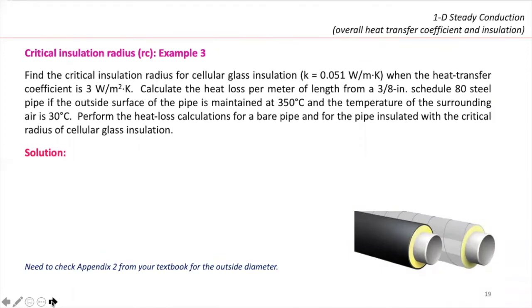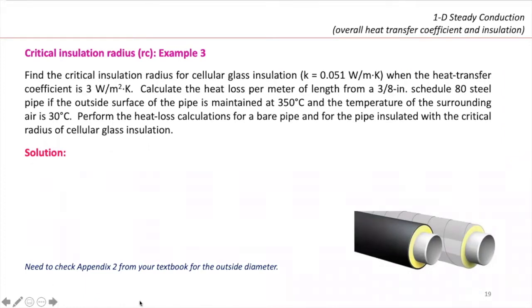So we need to find first the critical insulation radius for cellular glass with a K value of 0.051 watt per meter Kelvin when the heat transfer coefficient, or the h, is 3. Calculate the heat loss per meter length for a 3/8-inch Schedule 80 steel pipe. If the outside surface of the pipe is maintained at 350 and the temperature of the surrounding air is 30, perform the heat loss calculation for the bare pipe and for the pipe insulated with the critical radius of cellular glass insulation. So we have the nominal size.